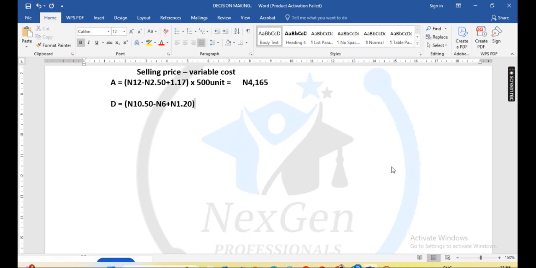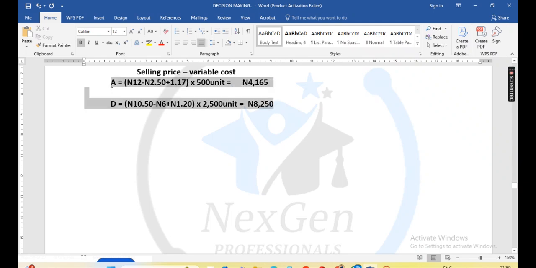So what is the contribution times the unit? We're told that the unit will increase to 2,500 units. Okay, 2,500 units. So what do we have? 8,250 naira. 8,250.